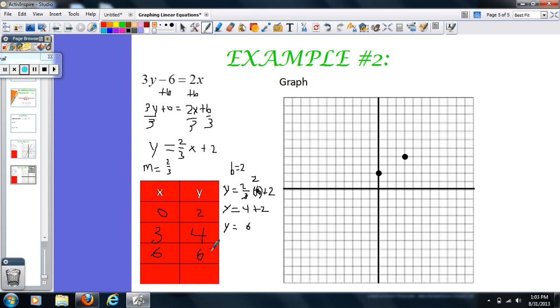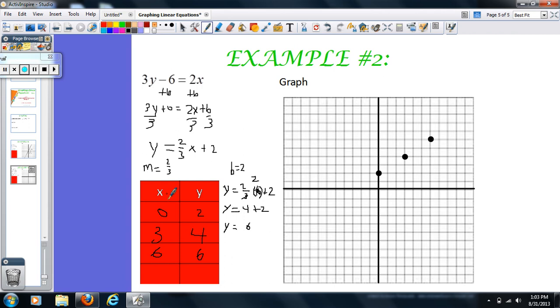And you know, whenever you're graphing, you always want to try to graph not using fractions if possible, because sometimes graphing the fractions can be fairly difficult, and it's not as neat either for that matter. So let's go ahead and graph 6, 6. So that was 3, 4, 5, 6. 1, 2, 3, 4, 5, 6. That gives me my point.